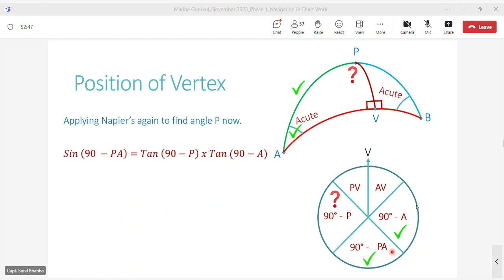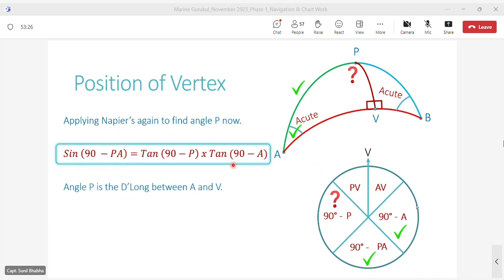And out of these parts, the middle part now is 90 minus PA. The other 2 parts are the adjacent parts. So applying Napier's rule, sine of the middle part, which is 90 minus PA, is equal to tangent of adjacent part 1, which is 90 minus P, multiplied by tangent of adjacent part 2, which is 90 minus A. 90 minus PA, the left hand side, is known to us, and 90 minus A is also known to us. The only unknown here in the equation is angle P. So when we put in the known parts, we are easily able to obtain angle P.